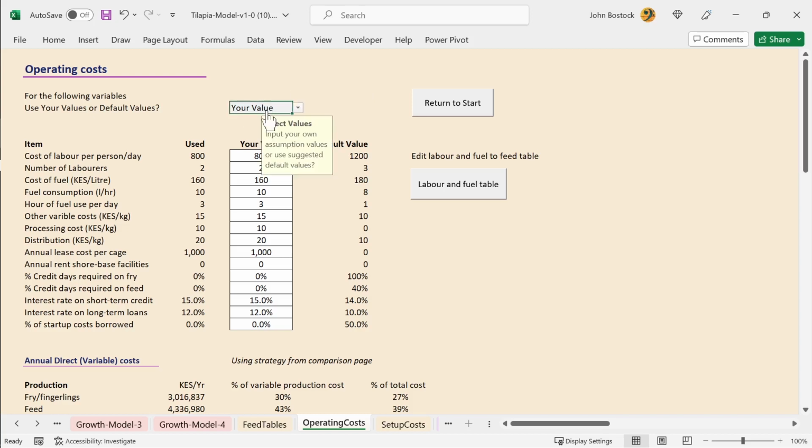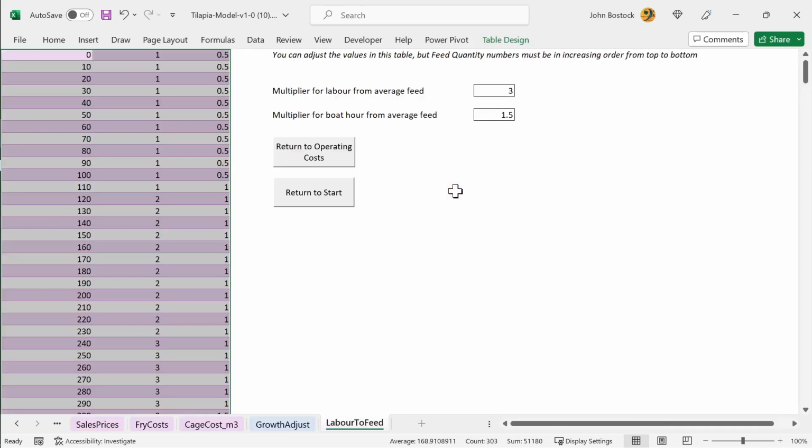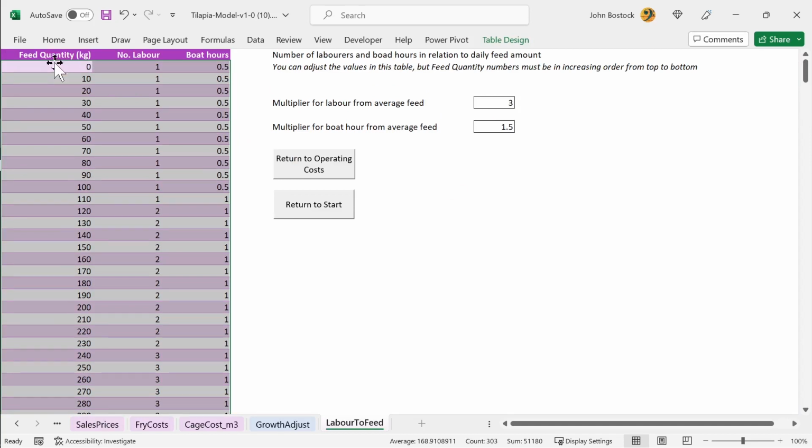Unlike the Setup Cost sheet, only one of the default values here is calculated from other workbook data. This is the suggested number of labourers, which is calculated according to the average daily feed amount. The more feed that has to be transported to the cages and fed to the fish, the more labourers are required. You can adjust this ratio in the Labour to Feed table, which can be reached by clicking on the Labour and Fuel table button. Note this also affects the default value for the number of labourers in the farm setup costs.